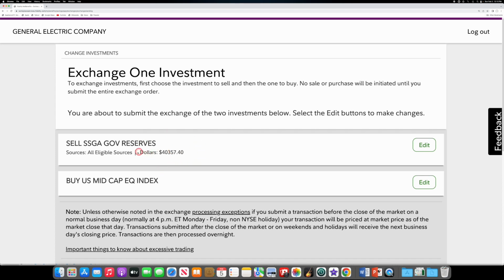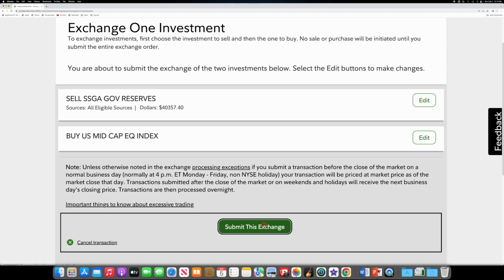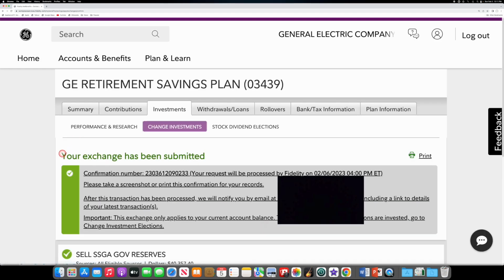Here's a summary of what I'm doing. I am selling $40,357.40 of this SSGA Government Reserve, and I am buying the Mid-Cap Equity Index. And today is Sunday, so here's a note. It's telling me that this exchange, this buy and sell, will not happen until Monday when the market closes at 4 p.m. Submit this exchange. All right, here's confirmation. Your exchange has been submitted. Here's my confirmation number. I am all set to go.